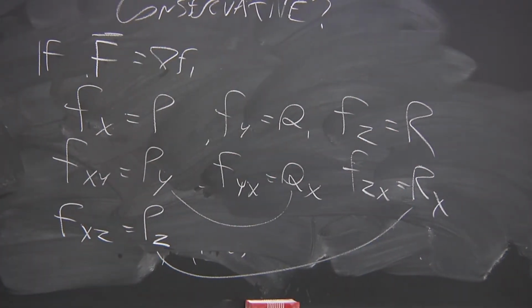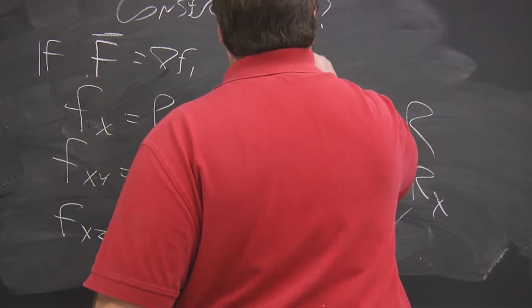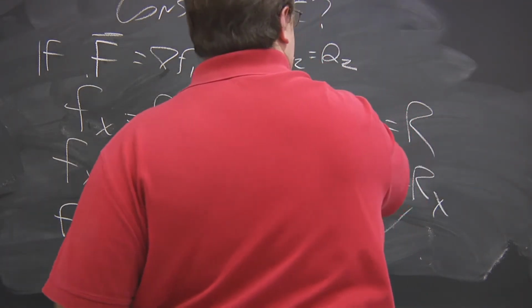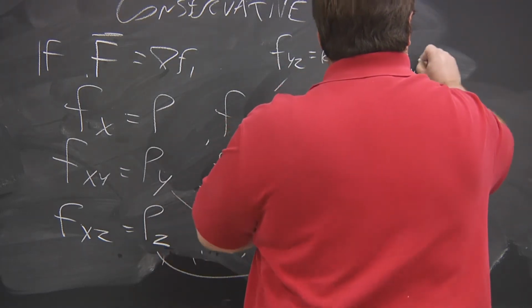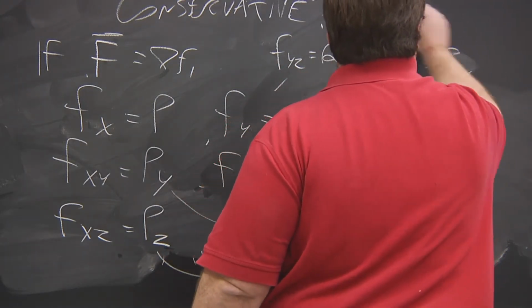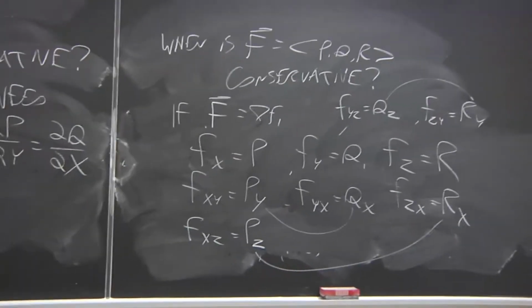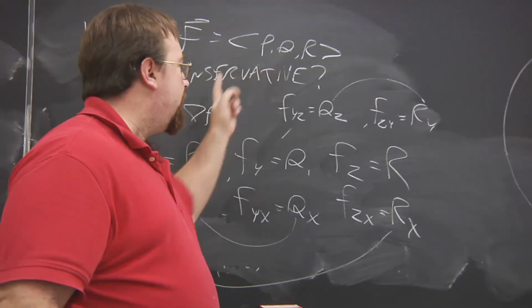Okay, how do we finish the job? Do the yz and the zy. So fyz is equal to qz, and fzy is equal to ry. So these two have to match. So in these three dimensions, there are three pairs of first partial derivatives of your component functions that have to be equal.